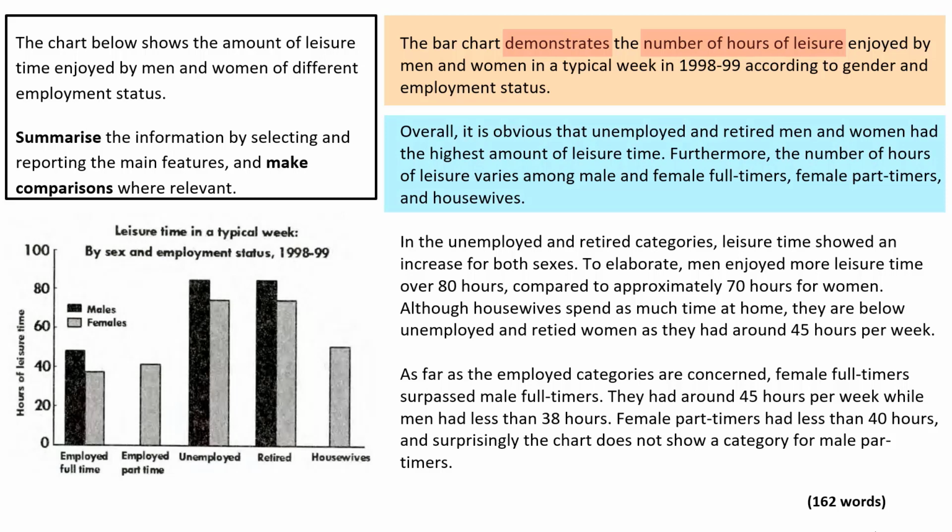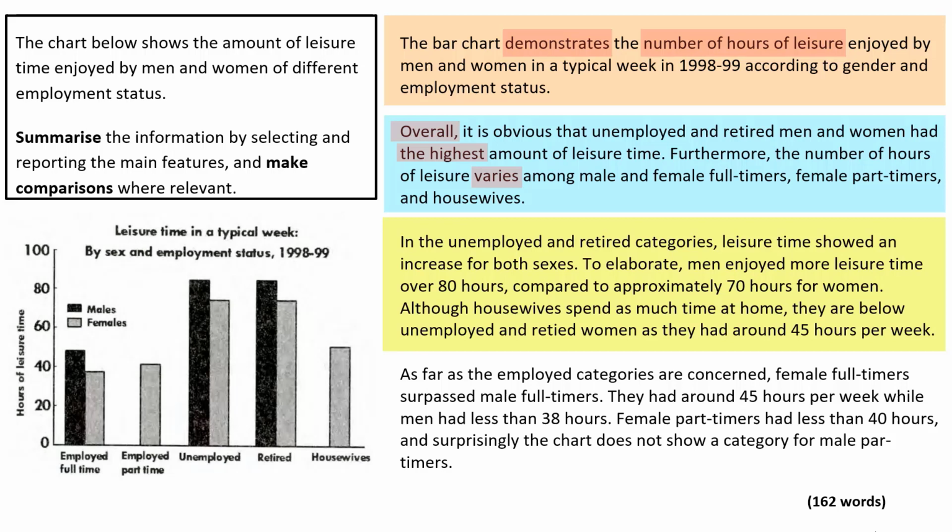Overall, it's obvious that unemployed and retired men and women had the highest amount of leisure time. Furthermore, the number of hours of leisure varies among male and female full-timers, female part-timers, and housewives. As you can see, I started my overview with the overall linker. Then I referred to the key feature of the highest amount of leisure time between the two categories of unemployed and retired men and women, and I also referred to some changes using the verb varies. And as you can see, it's in general. I'm referring to the key features, no details yet. The details will start in body paragraph 1.